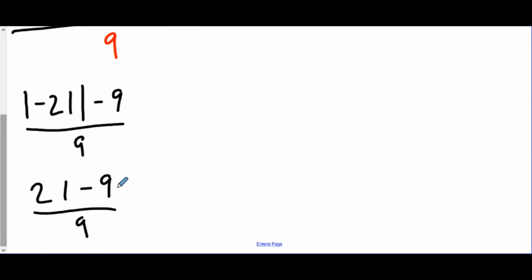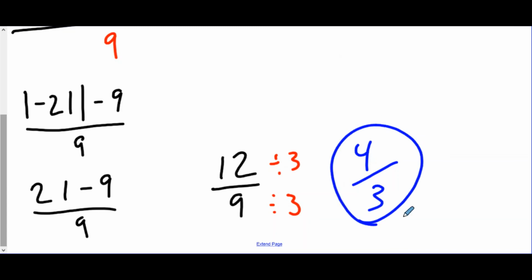And then I am going to simplify that numerator before I get to the division, because remember, a fraction bar is also a grouping symbol. So you want to make sure you've simplified both the numerator and the denominator before you divide. And 21 minus 9 is 12 over 9. And then that fraction is able to be reduced because 12 and 9 both have a common factor. They're both divisible by 3. So I'll divide both the numerator and the denominator by 3 to get my reduced answer of 4/3.